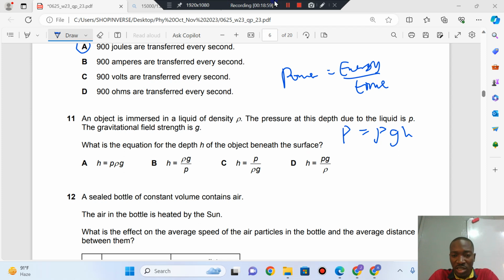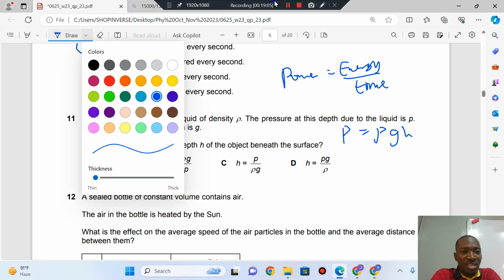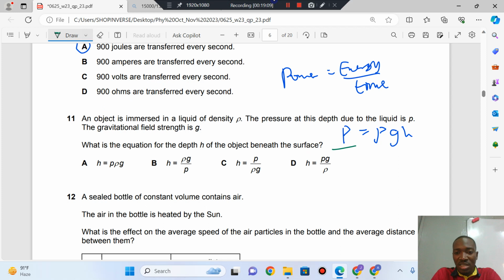So h is the depth. We make h the subject. How do you make h the subject? Divide both sides by density times gravity. Divide this one by density times gravity. So that means rho will cancel out, g will cancel out. You'll be left with h.